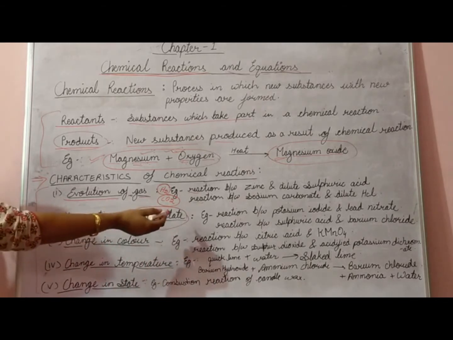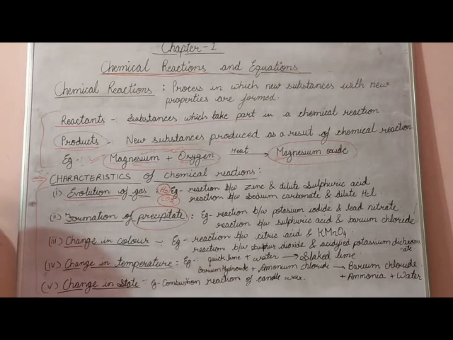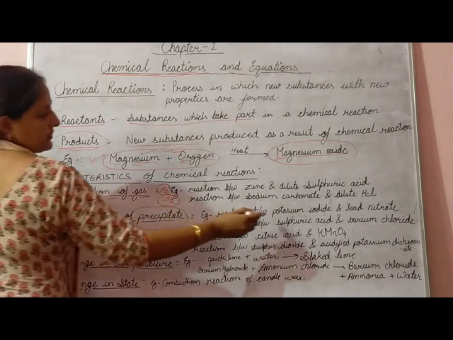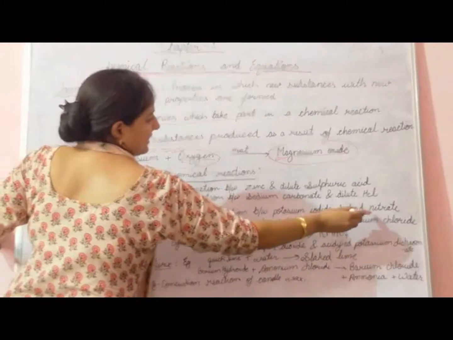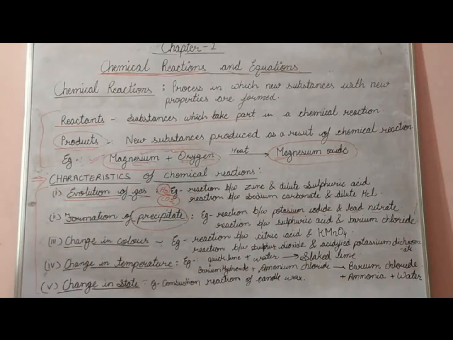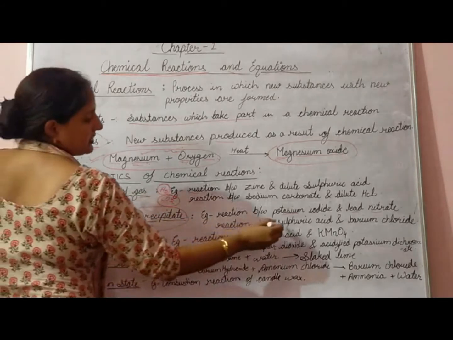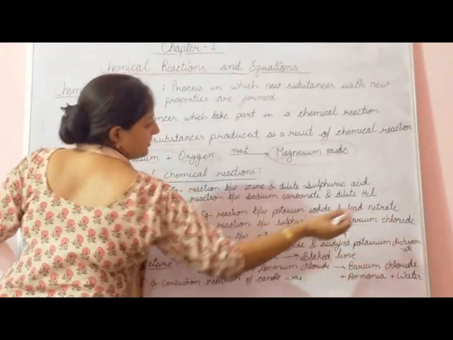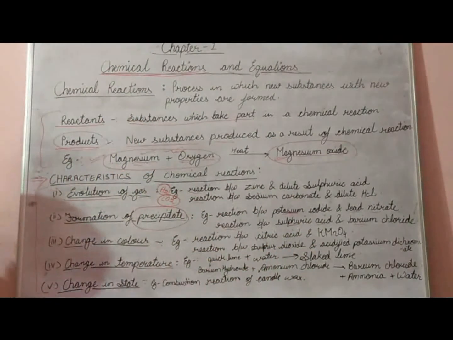So the example here is the reaction between potassium iodide and lead nitrate. On reaction between the potassium iodide and lead nitrate, the resultant product will be lead iodide, in which a precipitate of yellow color is formed. Next is the reaction between sulfuric acid and barium chloride. This will also result in a white precipitate of barium sulfate.